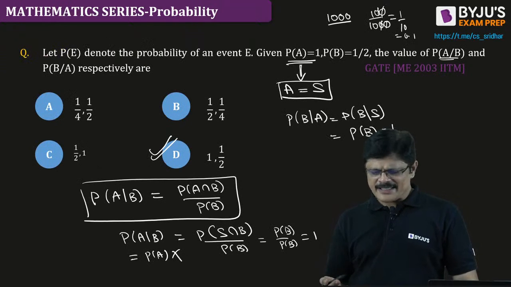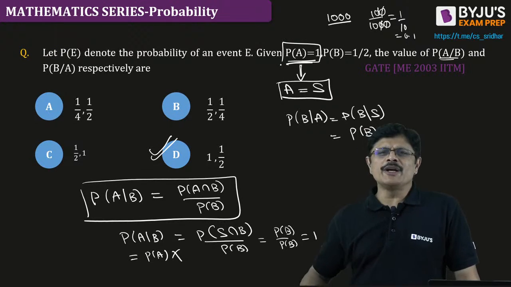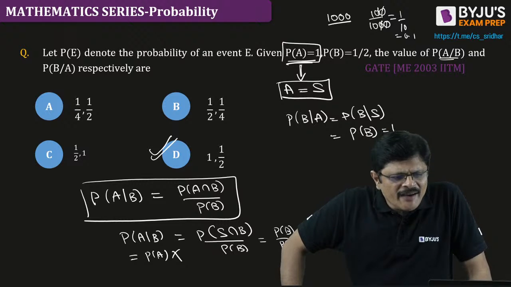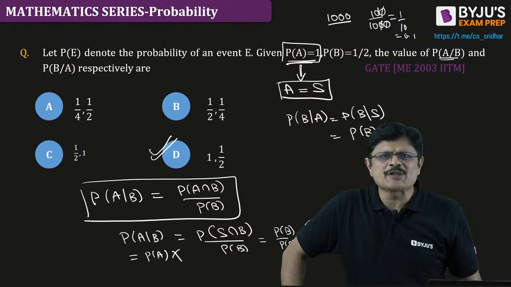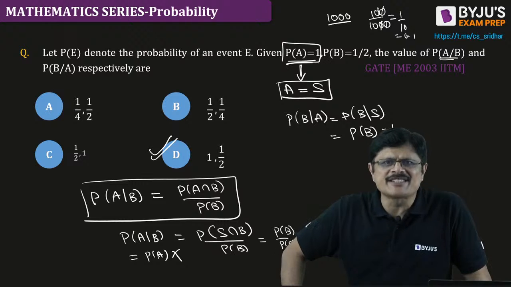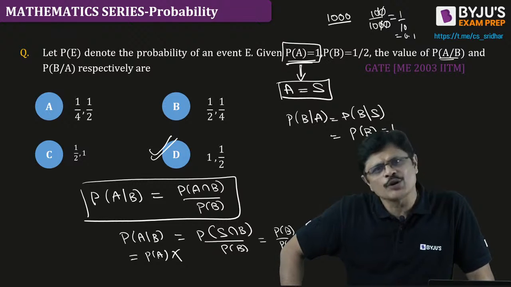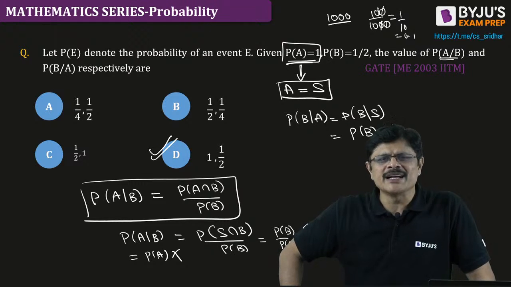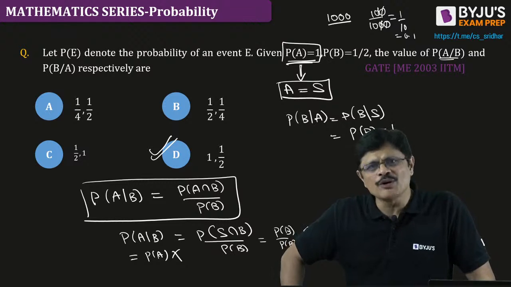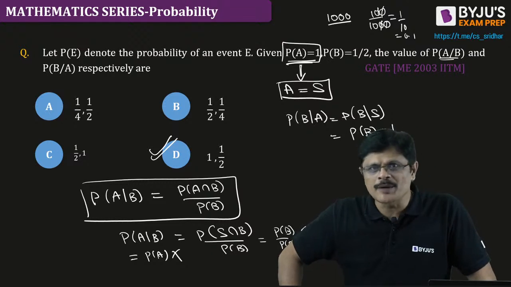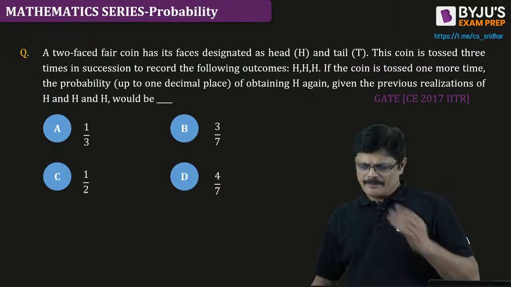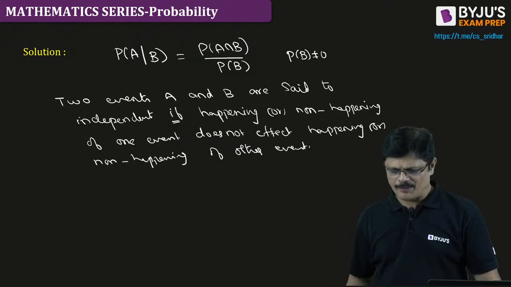See, probability of S is 1 means what? Probability of any event being 1 means that event is the sample space only. That is called a sure event. A certain event is the sample space. So the outcomes of the event must be equal to the outcomes of the sample space or random experiment. Am I clear?